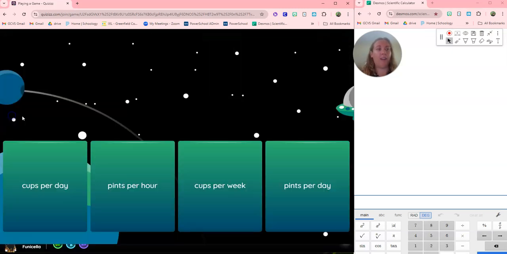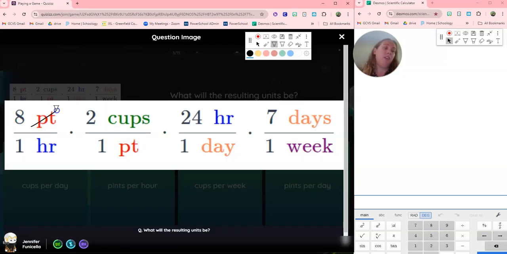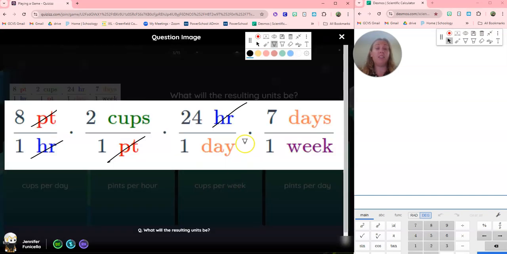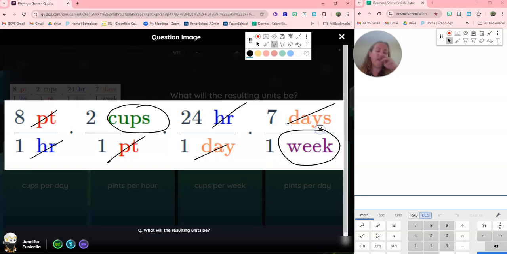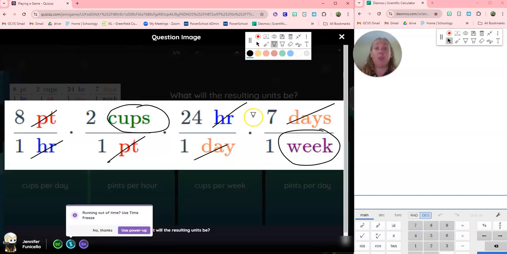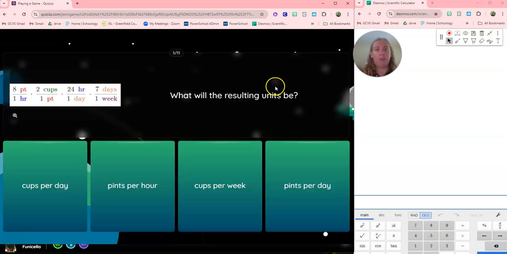I'm going to magnify it again. What will the resulting units be? There's our pints canceling out. I see an hour on the bottom, hour on the top. Those will cancel. Same thing with days. So we're left with cups per week. And we're not even looking at the math, like the actual numbers that we're getting at the end. We'll do that later in the quizzes. Right now, we're just looking at what's happening to the units. So we're left with cups per week. Beautiful.